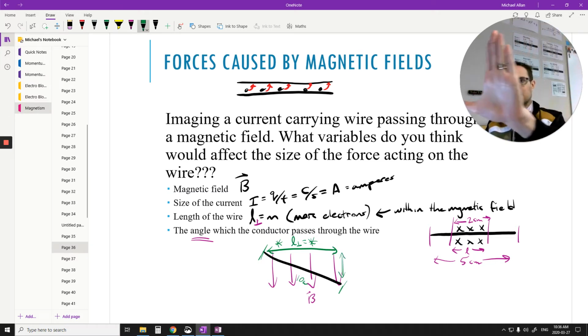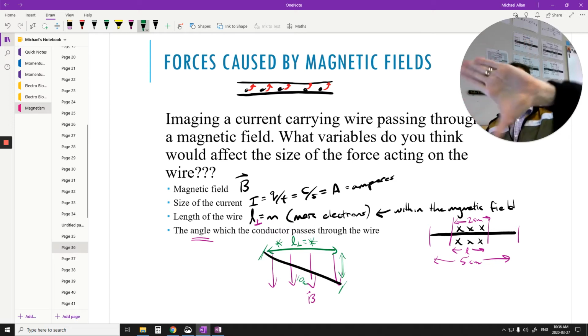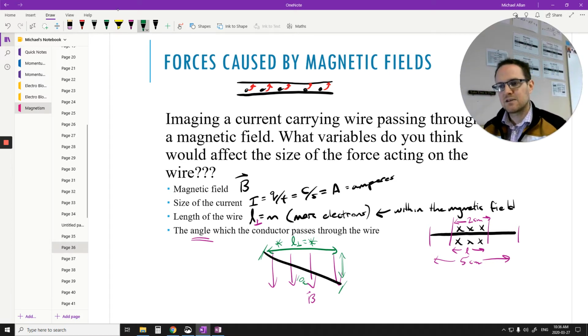My hand rule just doesn't work. If it's parallel, I can't orient the direction of the electrons in the field in a way that they're both going the same direction, because these have to be 90 degrees to each other. So this part of the wire I don't care about. So you use some trig to find out that perpendicular piece, and then we can do the math.